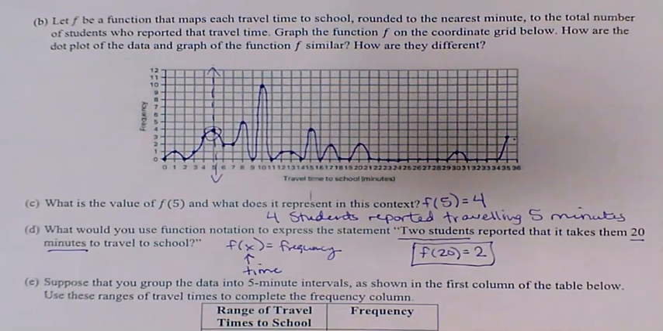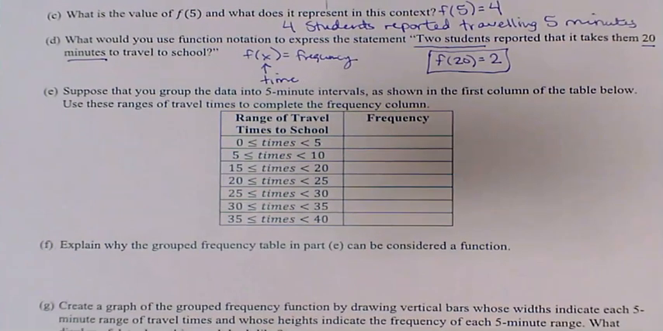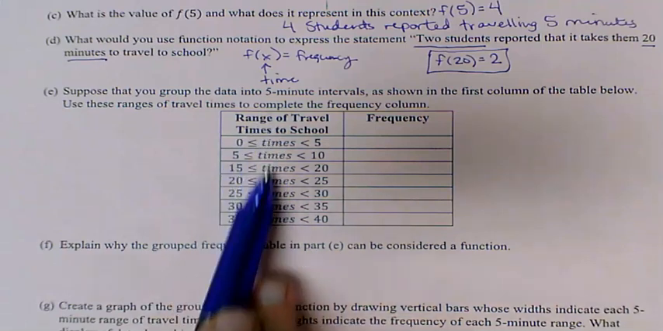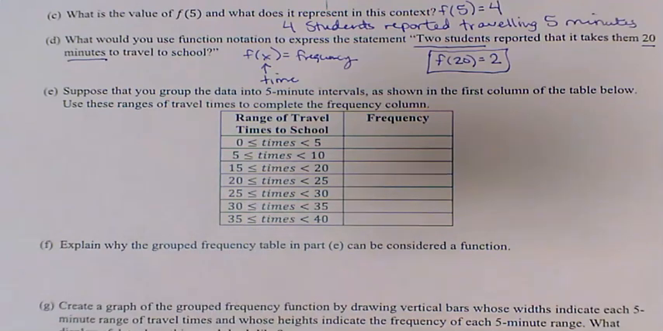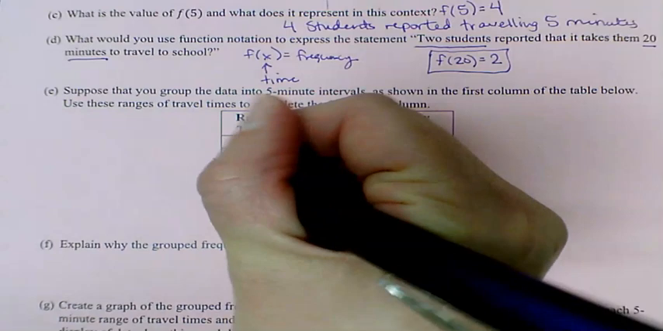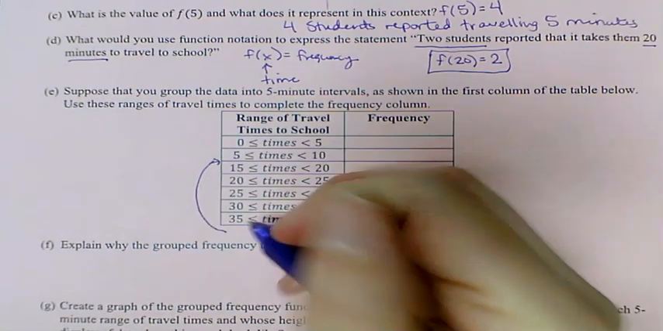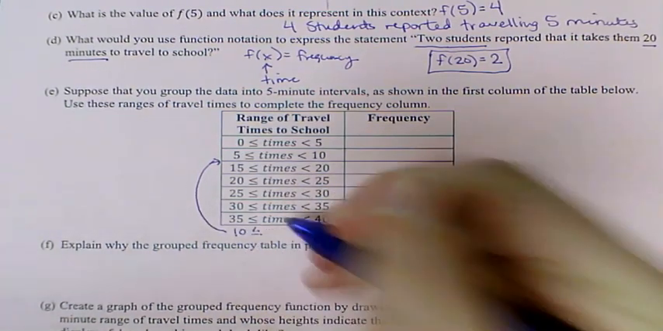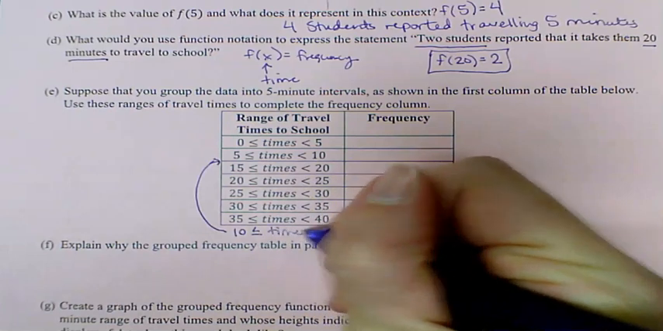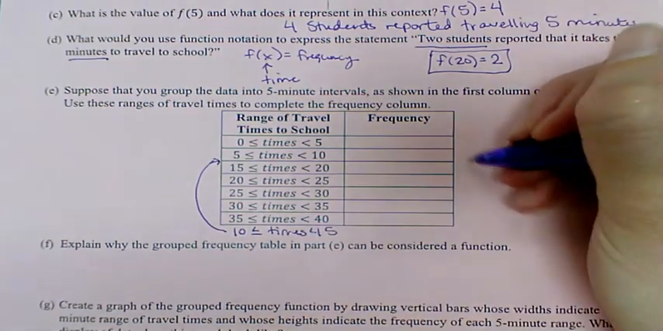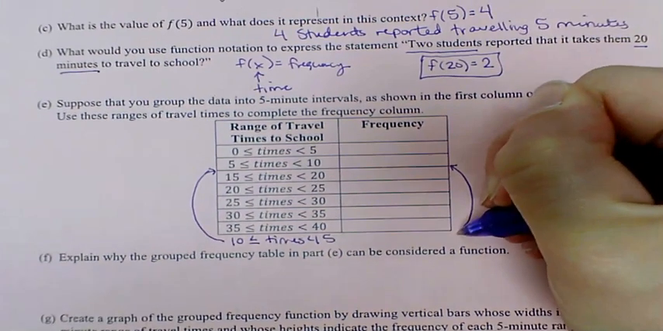So we're going to move on to part E. Part E is a little bit more elaborate. Part E states, suppose that you group the data into 5-minute intervals as shown in the first column of the table below. Use the ranges of travel times here to complete the frequency column. Now there is one that is missing, and right in between here, there should be from 10 to 15. So we'll have another number that goes here as well.